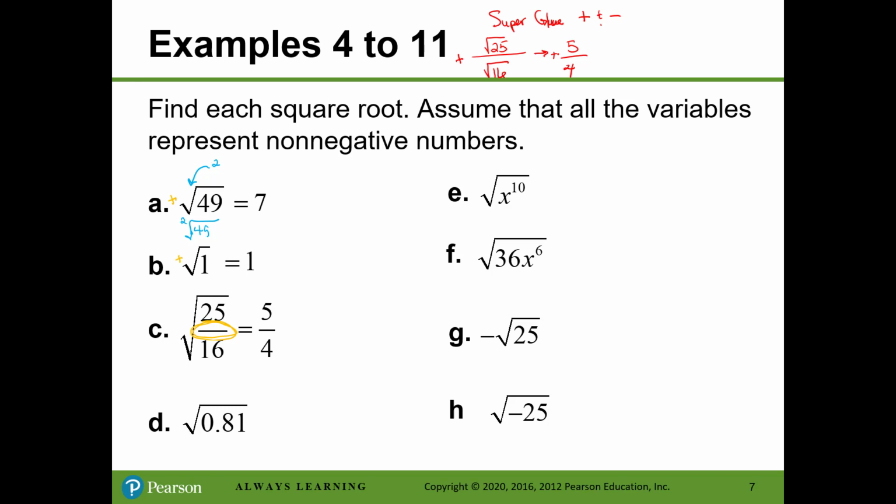Now, the square root of this wonderful little decimal. Well, you know what the square root of 81 is. What is it? Yeah, that's a 9. And I know you'll head to your calculators, which gives you the 0.9. Good? Okay, now let's look at letter E.